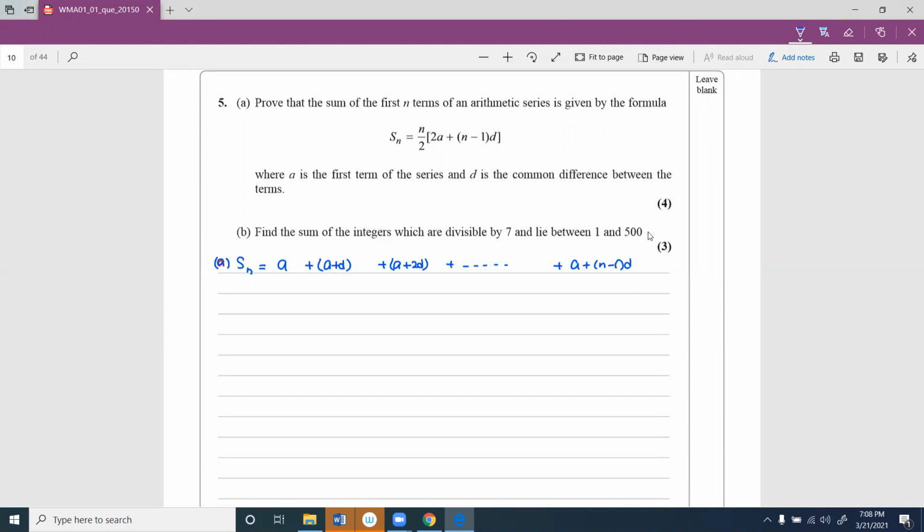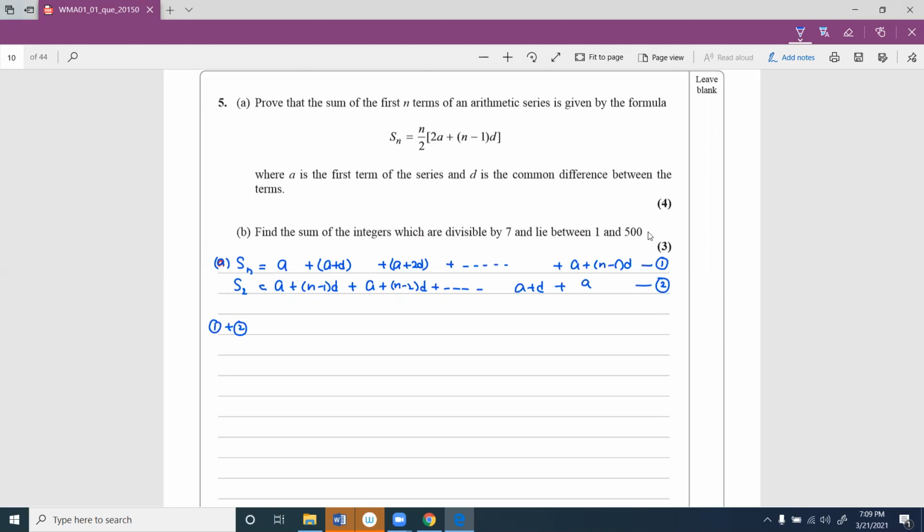I'll just make it as equation 1. Then the same progression, I'll write in descending order: a plus (n minus 1)d. The term prior to that is a plus (n minus 2)d, and it goes on like that. Then it comes to a plus d, and the last term is a. The last term is the first term, right? Then what you need to do is add 1 plus 2. This is the way of doing it.